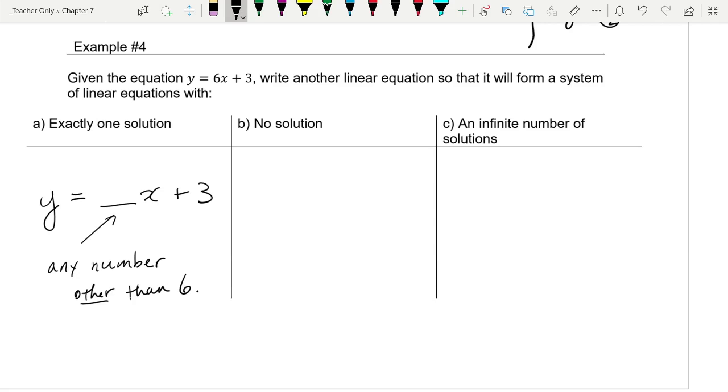Does it matter at all what this number is? Nope. Could be anything you like. But if this number's 6, you have failed the task because there wouldn't be one solution, there'd be 0. How do I make it so there's no solution? No solution means that they have the same slope, so this number has to be 6. But then what about this number?